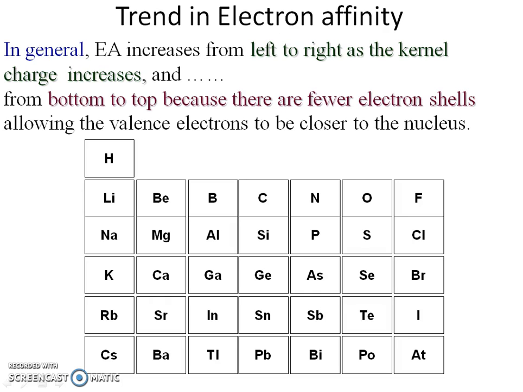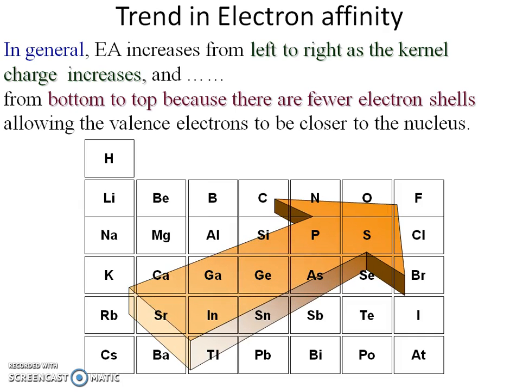And what would be the trend? Well, in general, the electron affinity increases from left to right as the kernel charge increases. So again, the amount of electrons and protons. It also increases from the bottom to the top, because there are fewer electron shells, allowing those valence electrons to get closer to the nucleus. So again, I always think about trends in a diagonal sense. It's very similar to ionization energy, but should make sense.